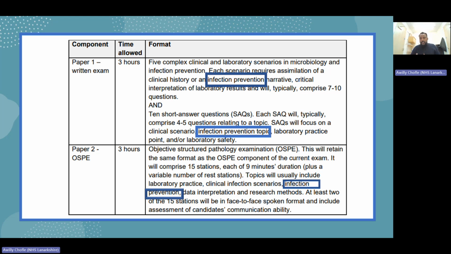You may start with a rest session again, or you may start with a question. It really depends on how the numbers and how it has been planned. The OSPE time is controlled. Therefore, each question is 9 minutes. You sit down, attempt the question.